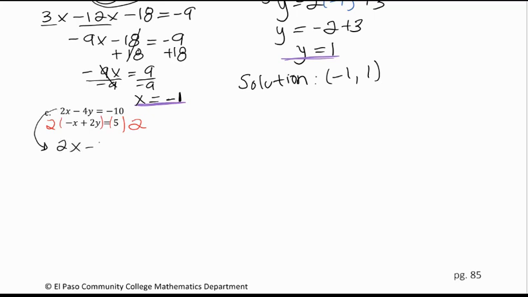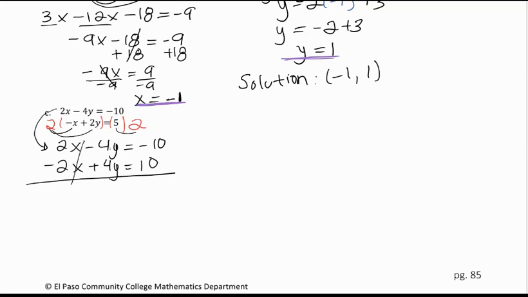We're going to write it exactly the same. So we have 2x minus 4y equals negative 10. And then we distribute that positive 2. 2 times negative x, negative 2x. 2 times positive 2y, plus 4y, equals 5 times 2, 10. Then we add our equations. 2x minus 2x, that's 0. Negative 4y plus 4y, that's 0. So we have 0 equal to negative 10 plus 10. That's also 0. Let's check our statement. 0 equal to 0? Yes. Since this is a true statement, there are infinitely many solutions.